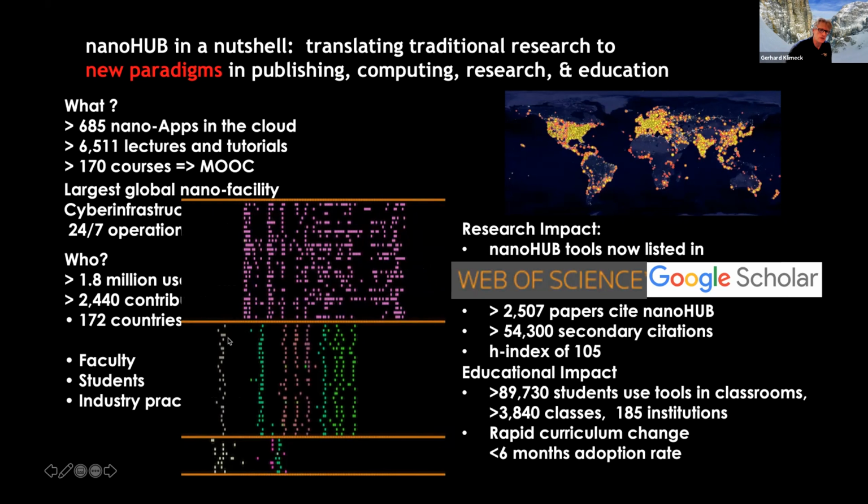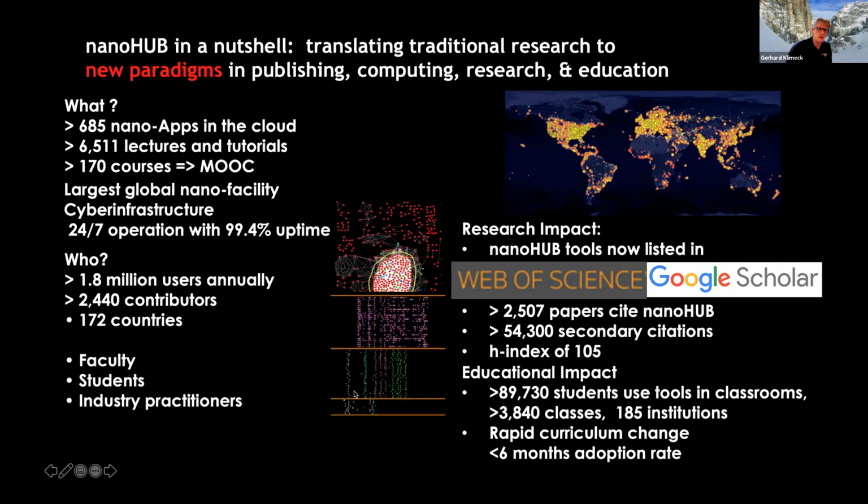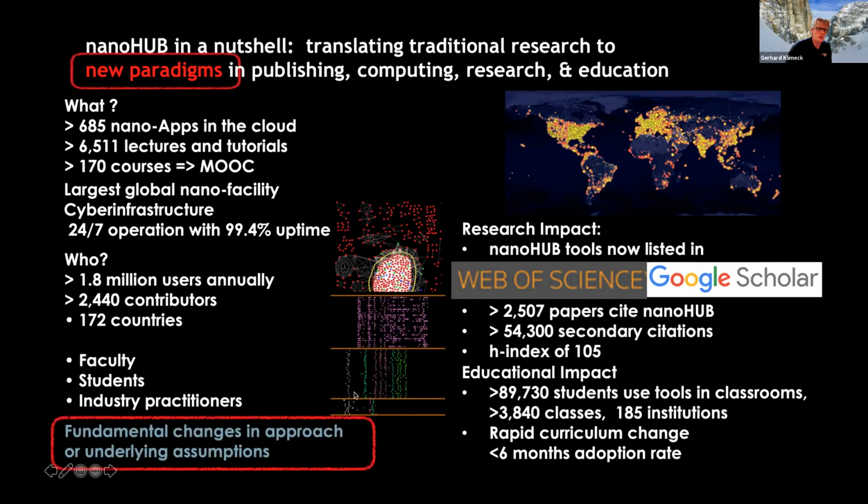In the middle, you see stripes of different tools that are being used rhythmically. So we can actually measure classroom sizes, and we can measure which tools are being used in the classes. And we identified over 185 institutions with over 3,800 classes that have changed their curriculum by embedding research applications into their classroom. So the way I look at this is it's really a change of approach and assumptions.